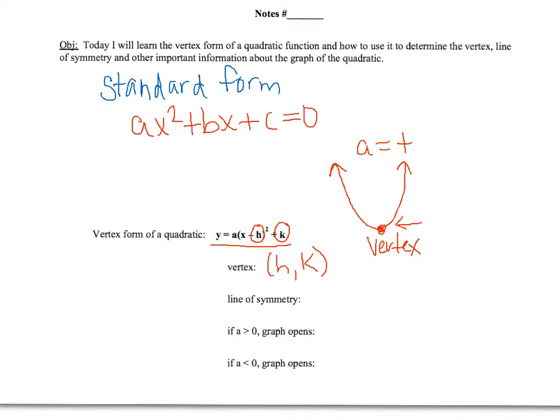Okay? Now, if it is opening up, then we call this vertex a min, which stands for minimum, because it is the very minimum point of the quadratic. Now, in another case, when a is negative, the quadratic is going to be opening down.